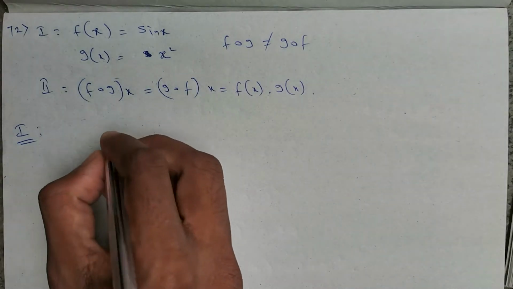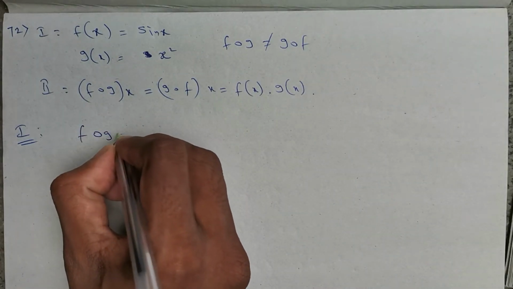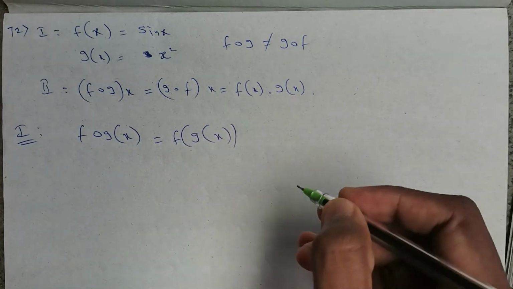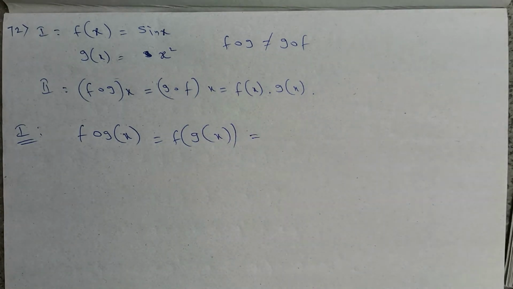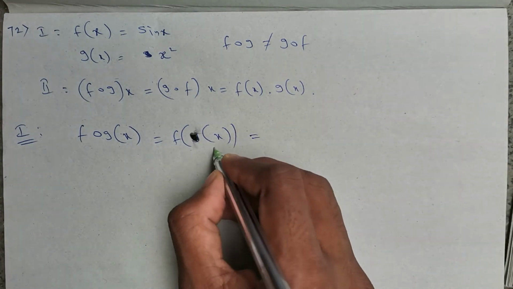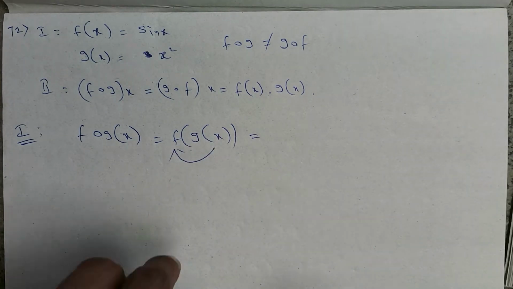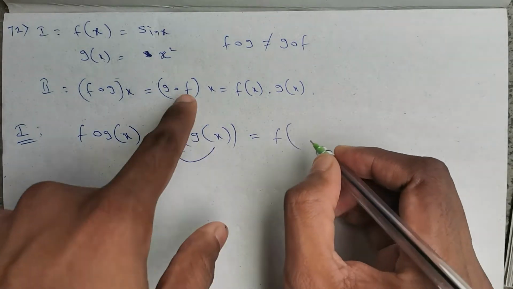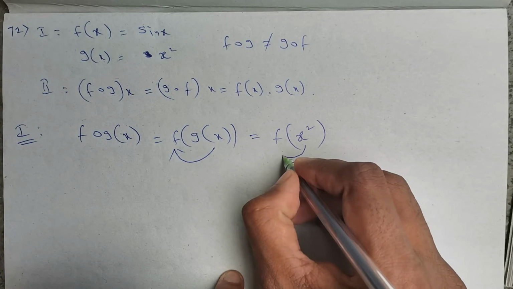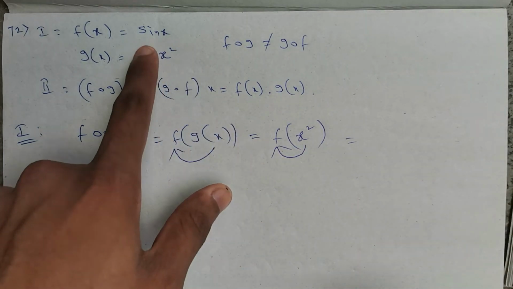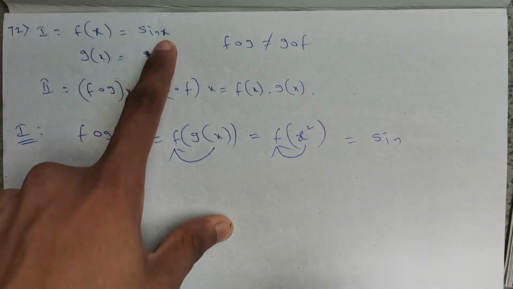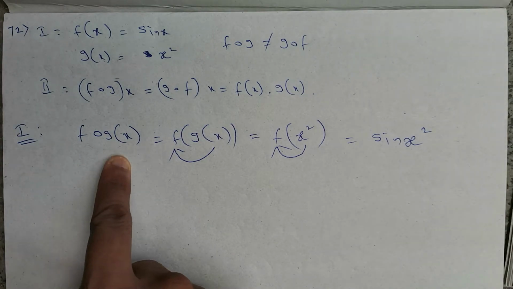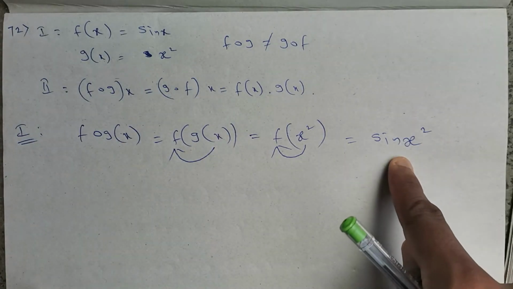F of g I will find out. F of g of x is equal to f of g of x, and this g of x I need to substitute in f. So g of x is x square and f of x is sin x. So f of g of x is f of x square. Now this x square I need to substitute in f. F is nothing but sin x. So in the place of x substitute x square. So sin x square. F of g of x value is sin x square.